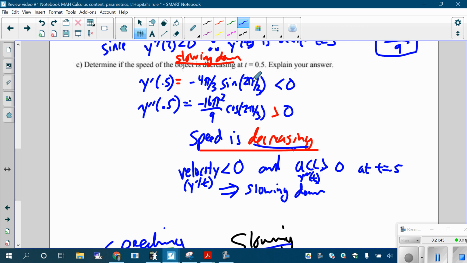In this case, though, they were different. My velocity was negative, my acceleration was positive, so I was slowing down. My speed was decreasing.